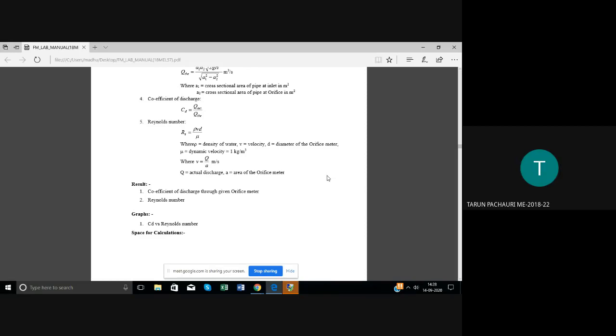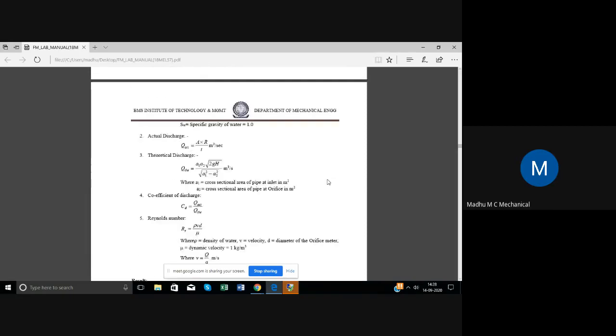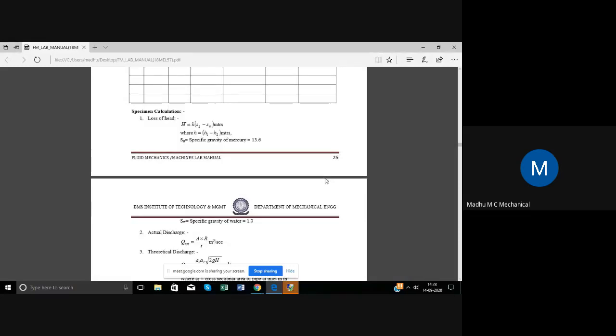The formula for loss of head, just once. Okay. Google Classroom code, I put it in your group. Upload all your assignments after calculation there. Okay, any doubts now? Any doubts, please?